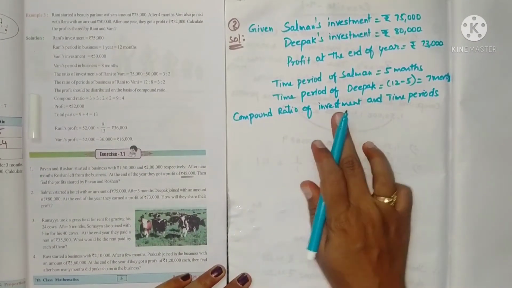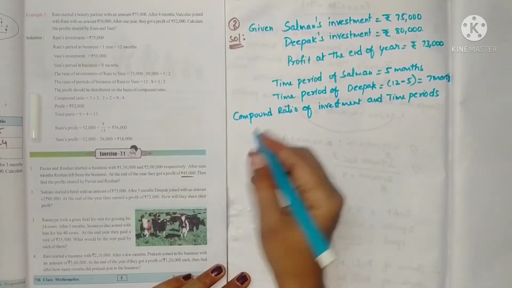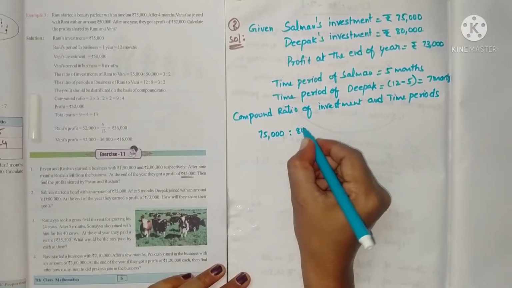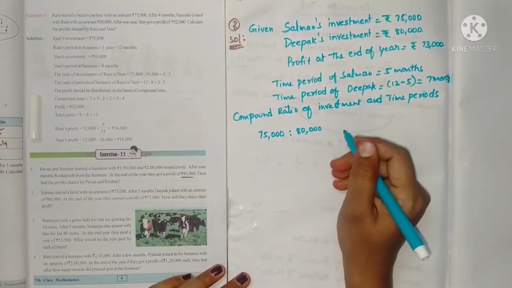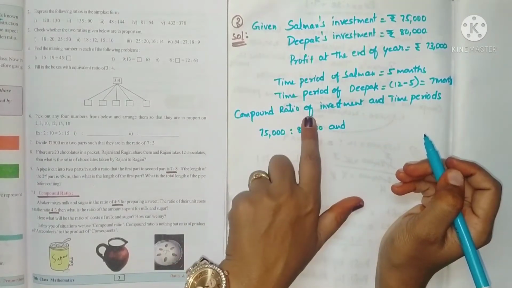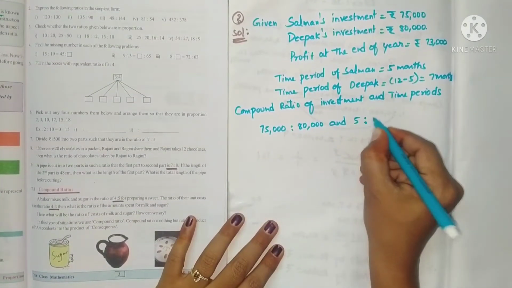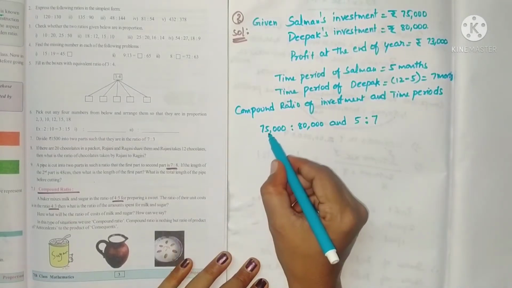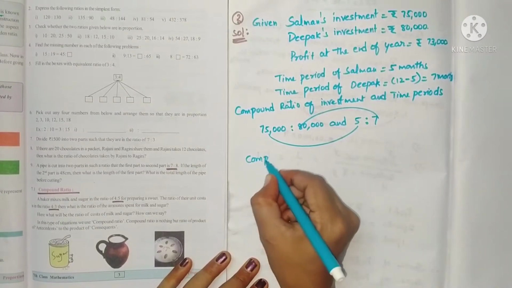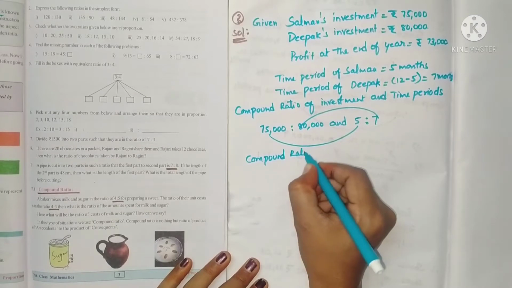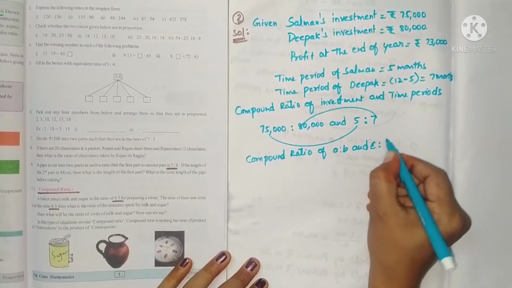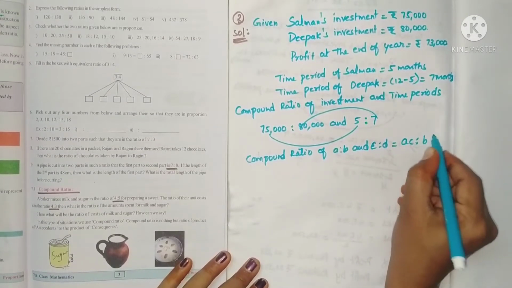So now compound ratio of investment and time periods. See, investments ratio 75,000 is to 80,000. And time periods. So first, what is the time period of Salman? 5. 5 is to 7. Now AC is to BD. Otherwise, if you want, you can write like this also. Compound ratio of A is to B and C is to D is equal to AC is to BD.